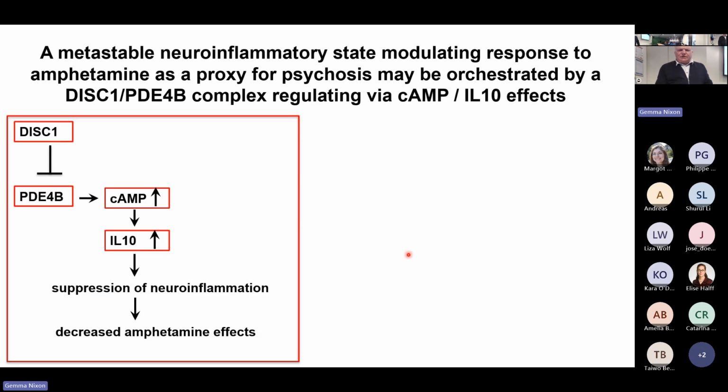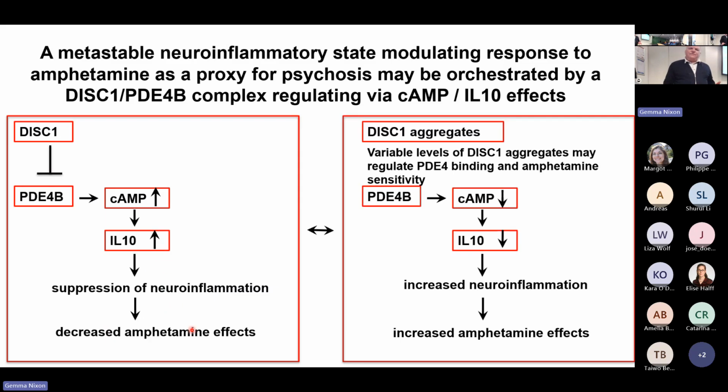And our idea is that David Porter's group in Edinburgh and Housley from Glasgow had shown that DISC inhibits PDE4B, which then increases cAMP levels, which increase IL-10 levels, and they suppress neuroinflammation. But if you have DISC aggregates, this inhibition may be stalled, so that in fact you can decrease the cAMP levels and the IL-10 levels, which leads to increased neuroinflammation. And by basically modulating the DISC aggregates, you may have this variability. It's a kind of a stress sensor that may correlate with psychotic occurrence.